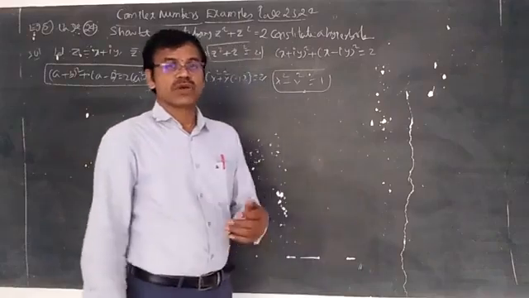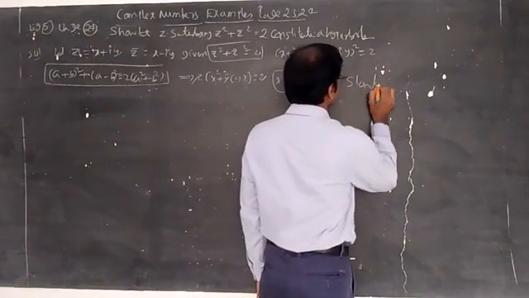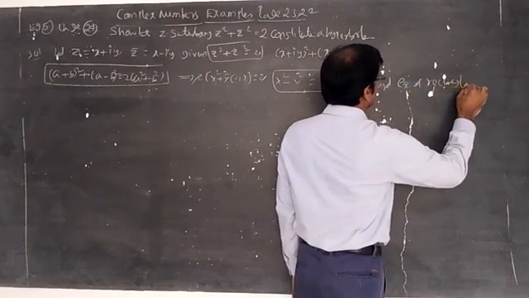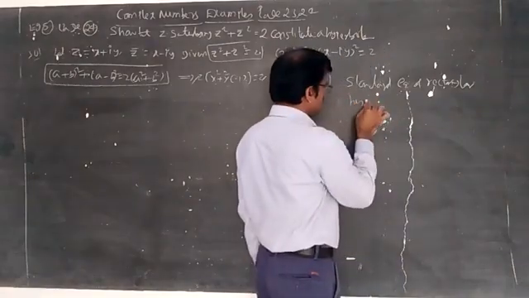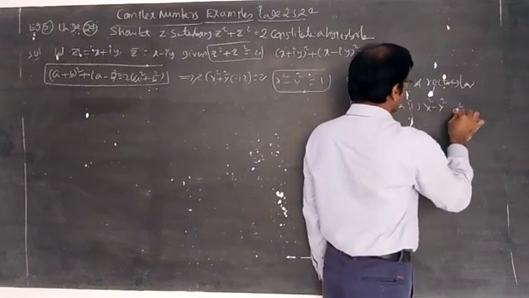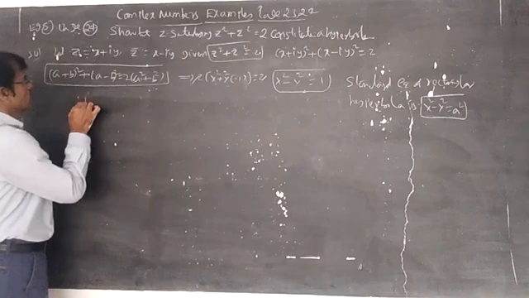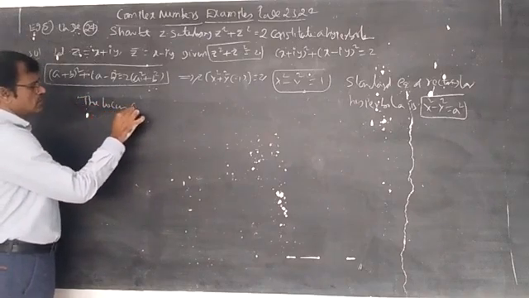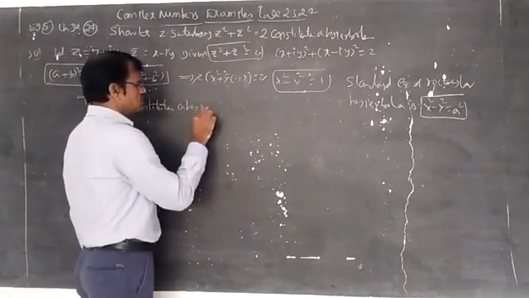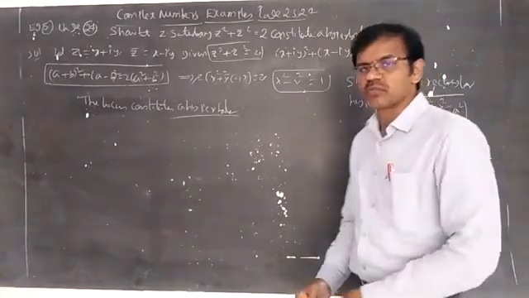That's all. x square minus y square equal to a square is the standard equation of a rectangular hyperbola. Therefore, the locus constitutes a hyperbola. Whether it is a general hyperbola or a rectangular hyperbola doesn't matter. Simply, the locus should be in the form of a hyperbola.